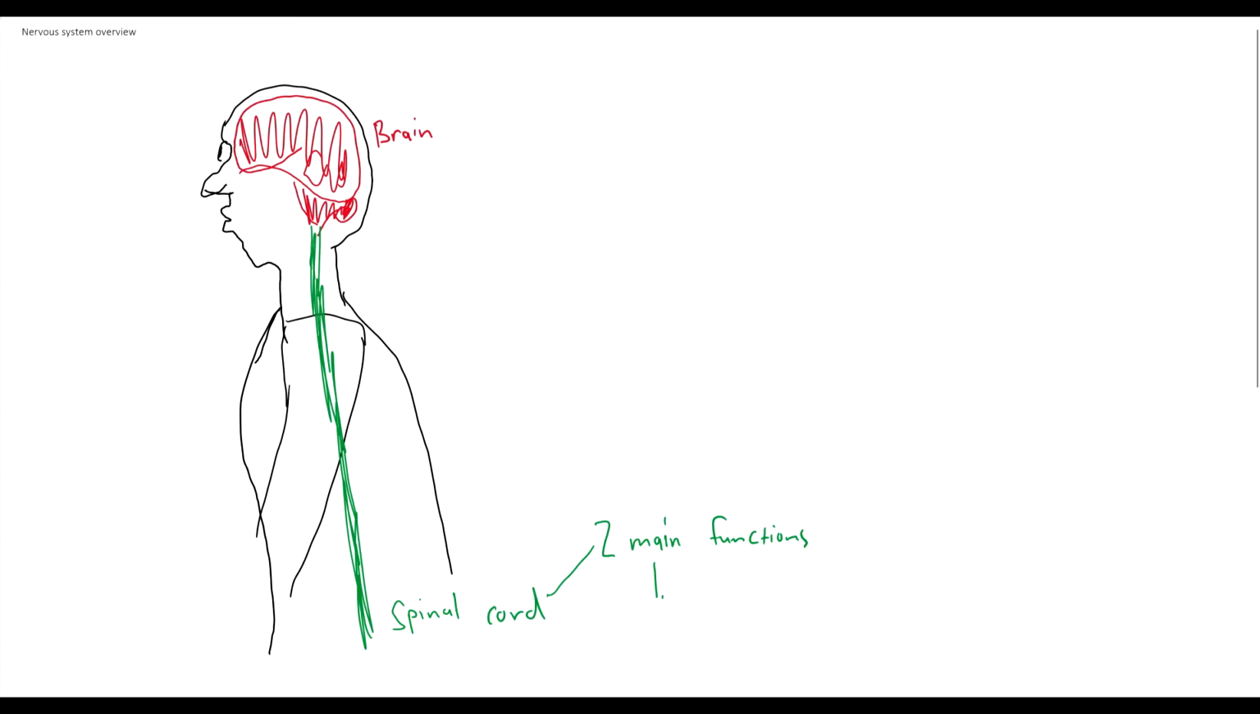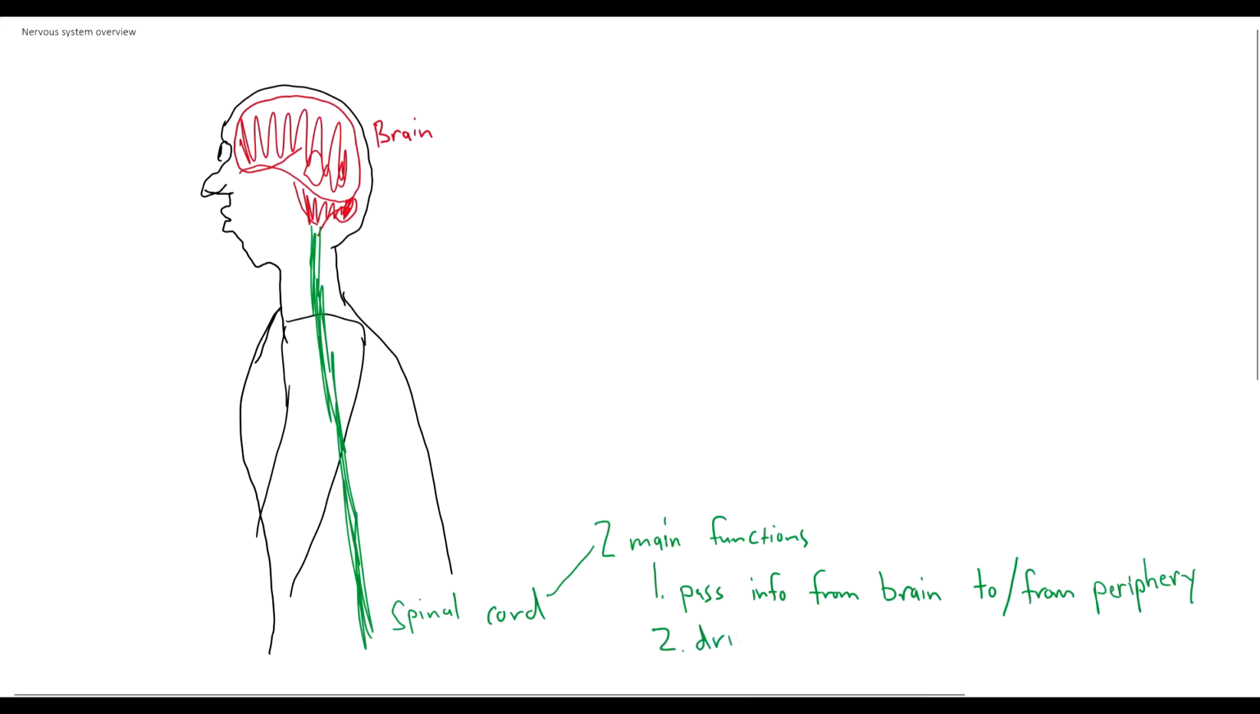The first is to pass information between the brain and the periphery. So it acts sort of like a relay station passing information. And this can be motor signals and motor commands going out to the body from the brain, and it can be sensory information coming into the body up to the brain.